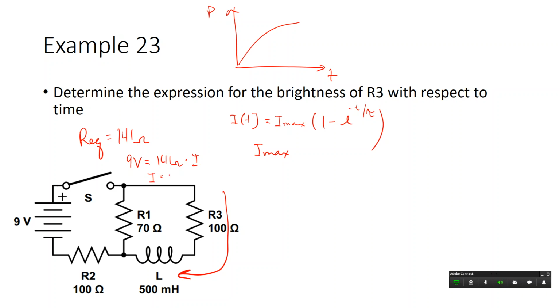Let me ask you guys a question. The current 0.06375, which current is that? The current in R2, or the current leaving the battery. Is that the same current that goes into R3? No. Okay, so let's figure out which current goes into R3. So we need to figure out what the voltage drop of R2 is and then subtract that. So here we said that the current is going to be 0.06375 amps. So we can figure out the voltage of that resistor.